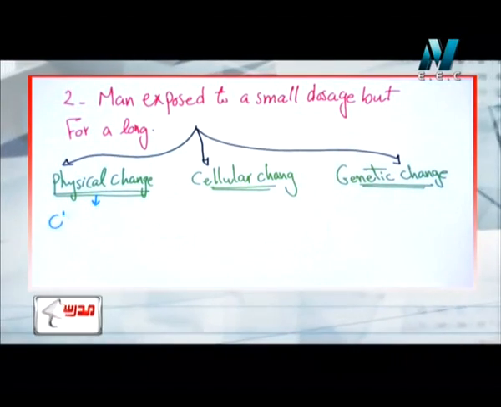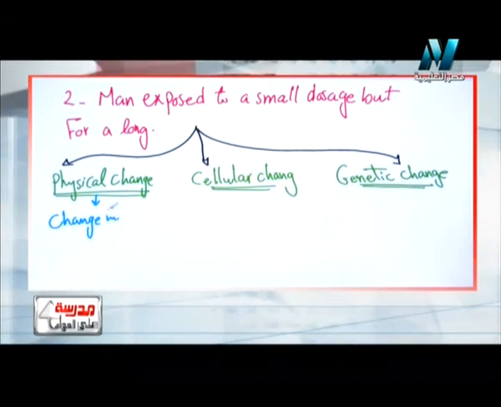We have three changes here. Physical change is in the appearance of the human, maybe in the skin, for example a burn in the skin, appearance only. Cellular change is destruction of the red blood cells, or the hemoglobin that carries oxygen. And genetic change is destruction or change in the sex chromosomes, which we will study in first secondary (أولى ثانوي). Sex chromosomes determine the kind of embryo (نوع الجنين), male or female. So here we have physical change. I will write under it: change in appearance.